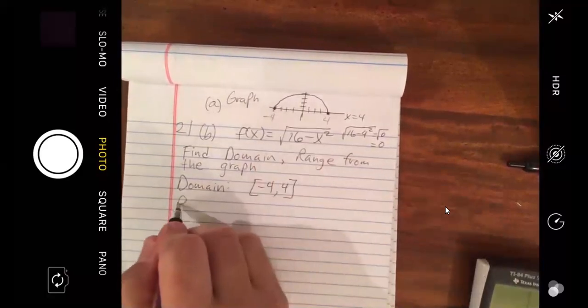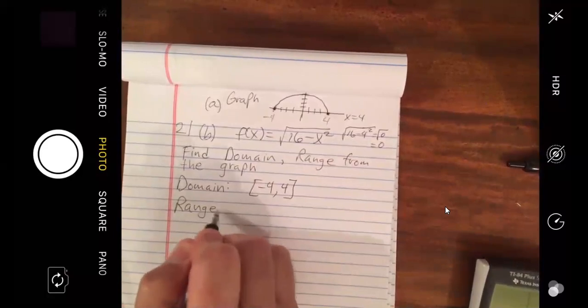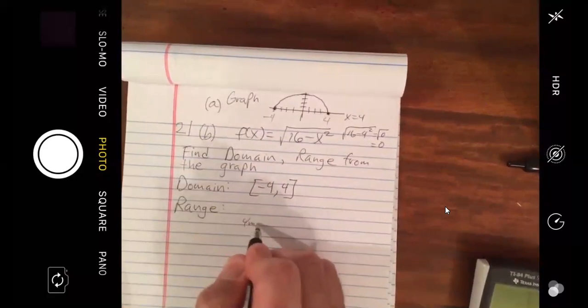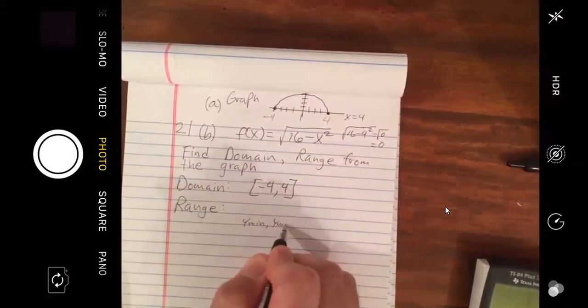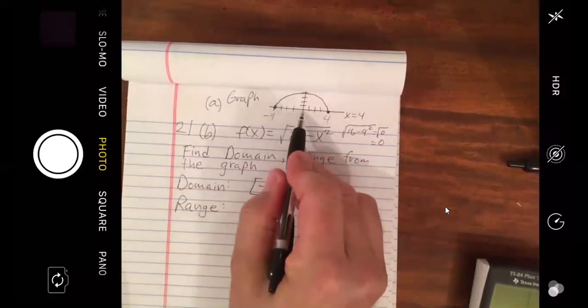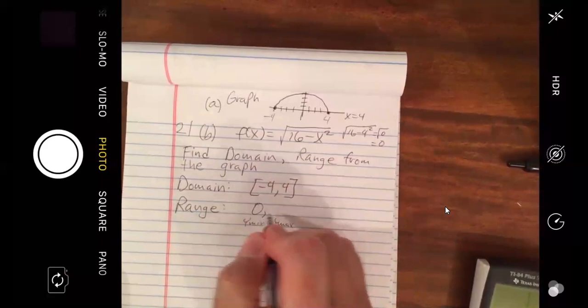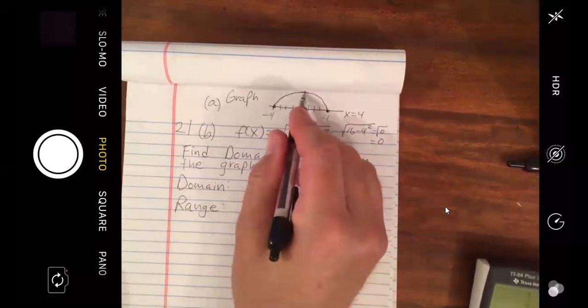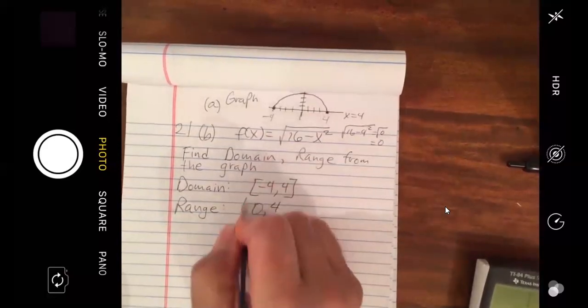You see your range? Again, y min, y max. Your minimum y is 0 at the x-axis, and your maximum y is 4. And again, with brackets.